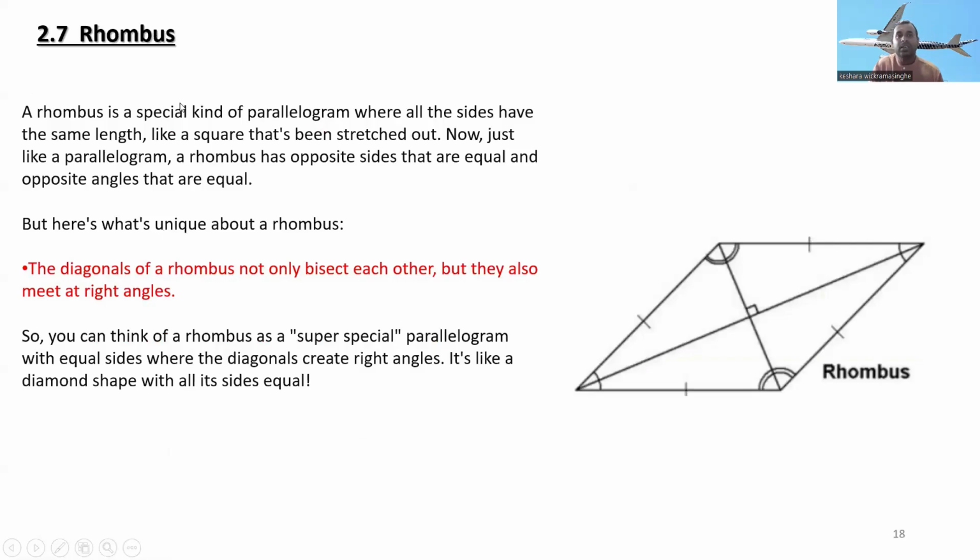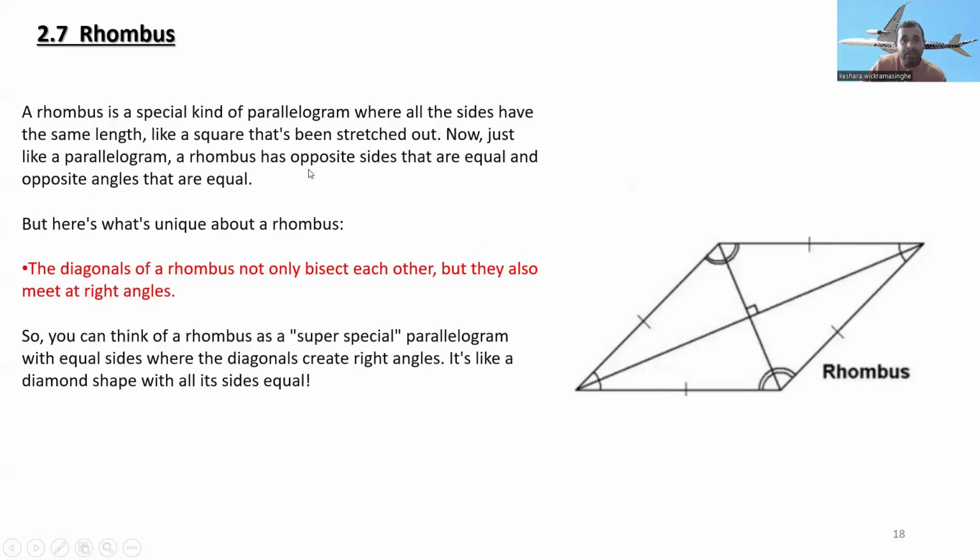Okay, now let's go to the rhombus. Here, you can see this is the rhombus. So the rhombus is also a special kind of parallelogram where all the sides have the same length. Remember, before I told you that in the rectangle only the opposite sides are equal, but in the rhombus all sides are equal, the same length. If you have a square and you stretch it out, it looks like a rhombus.